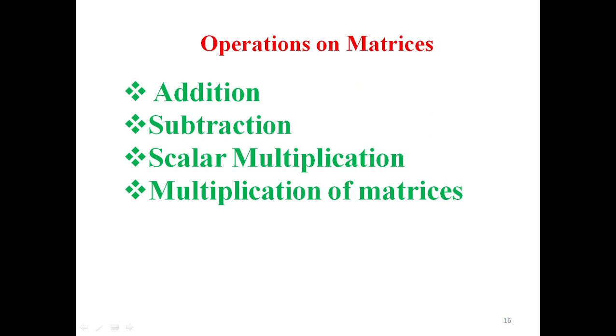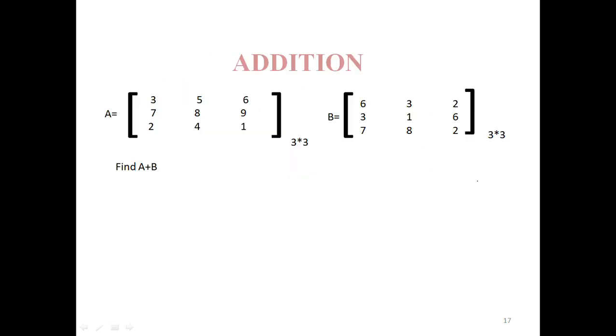Now I am going to discuss what operations are performed on matrices. The first operation is addition, second is subtraction, third is scalar multiplication, and fourth is matrix multiplication. In addition, we take two matrices A and B, and we should keep in mind that the number of rows and columns of the first matrix is equal to the number of rows and columns of the second matrix.